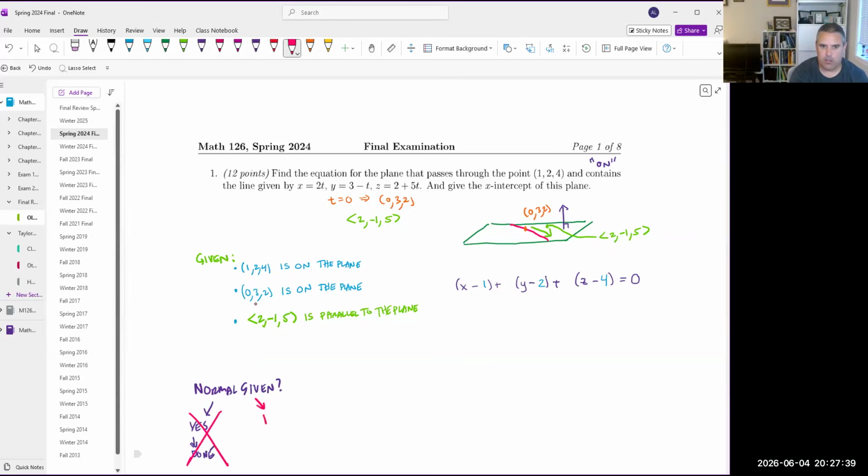So if the answer is no, then you're going to try to find two vectors that are on the plane and do their cross product. So strategy switches to find two vectors parallel to the desired plane and do their cross product. So you have to kind of have that ready to go when you're doing these problems.